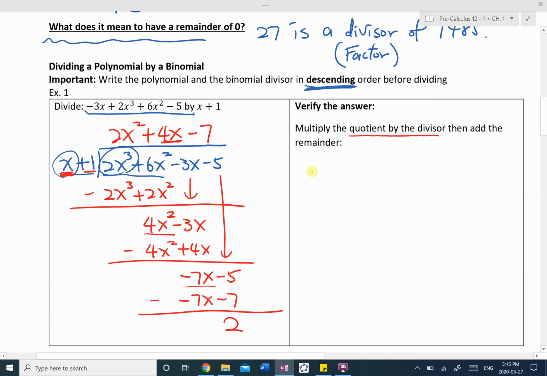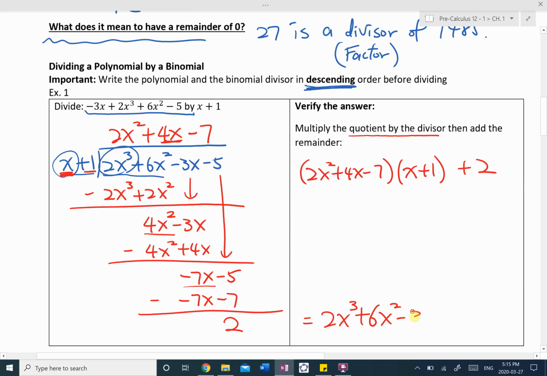So in this case, the quotient was 2x squared plus 4x minus 7 times the divisor, which is x plus 1. And we want to add the remainder at the end, okay? So this is what we need to expand. And if this at the end equals the dividend, then we know that we did it right for sure. Okay, so that's what we want.